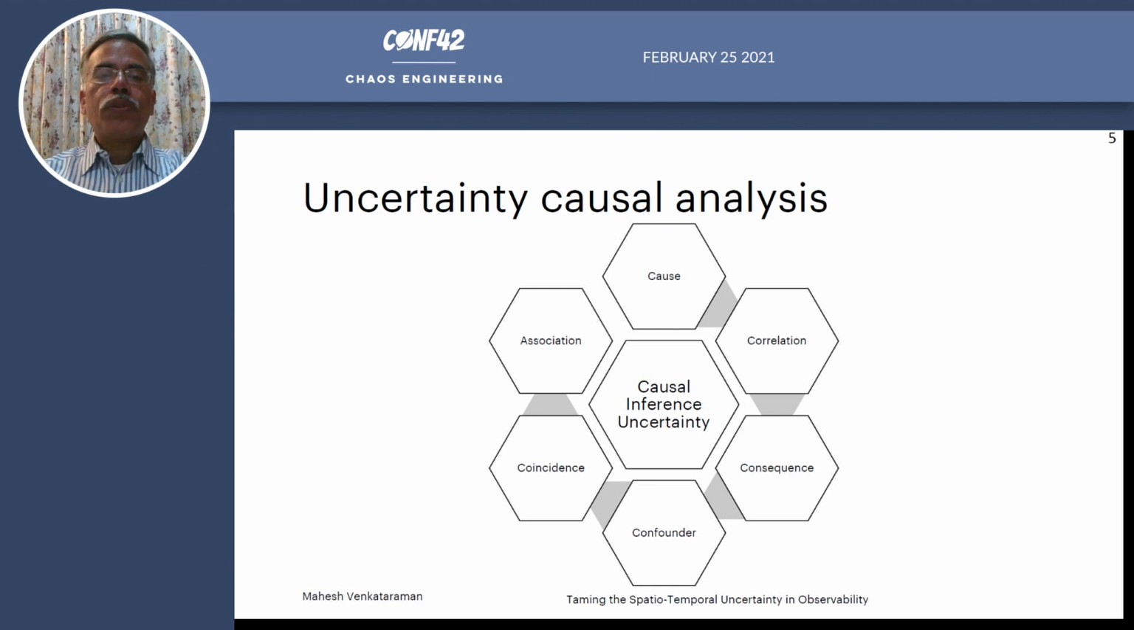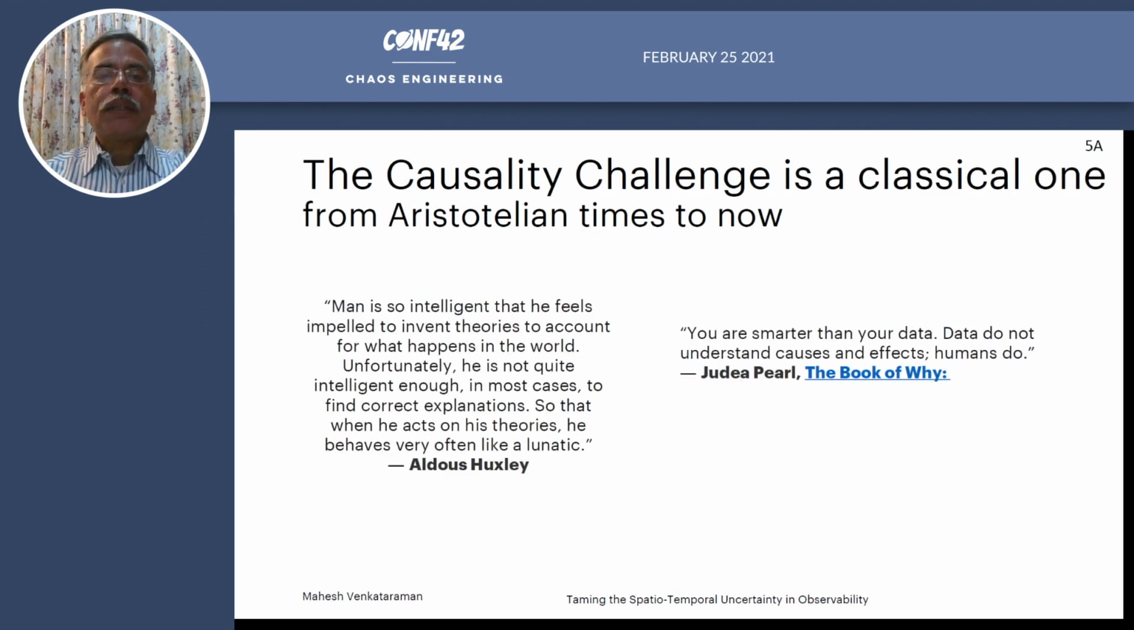Often with huge amount of observability data, the causal connections between various connected events are not very clear. What chain of events led to the failure event? Often a failure is never the result of a single chain of events. It's a network. Multiple conditions lead to a failure event. The causality challenge has been a classical one from Aristotelian times to now. It cannot be easily solved, and often this problem is underestimated. There is an assumption that data analysis can determine causality. This is far from true.